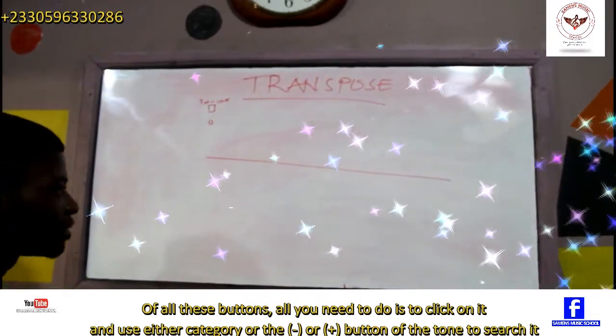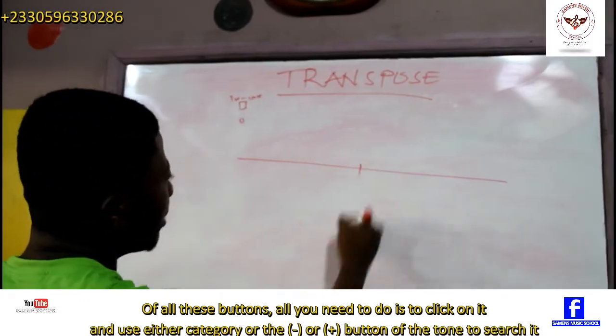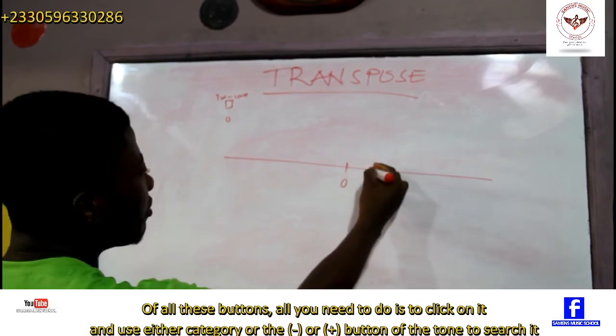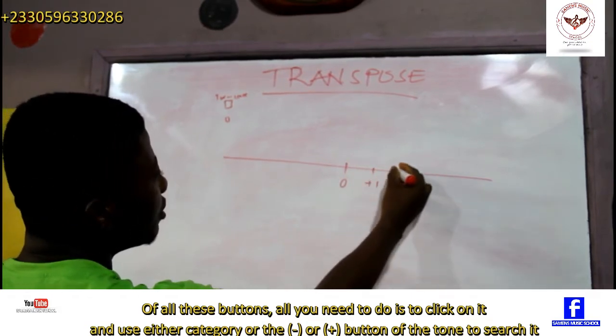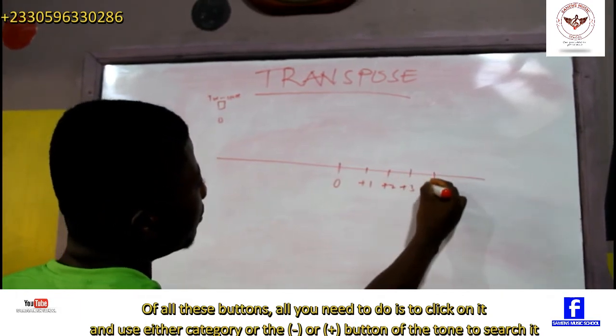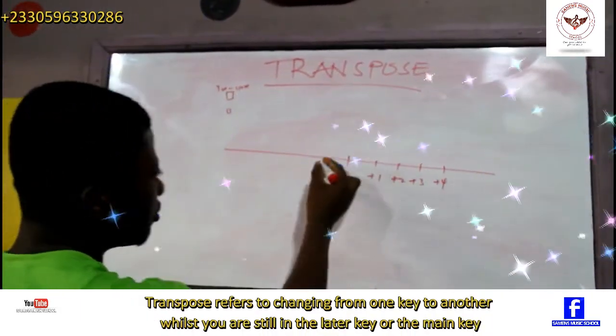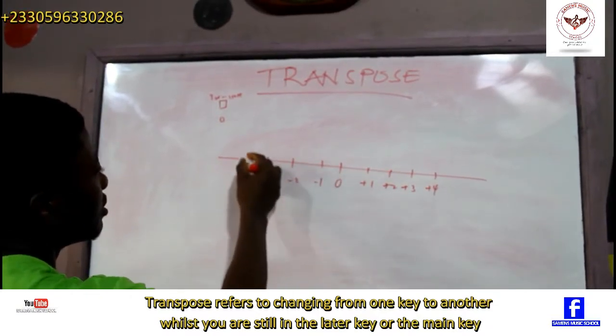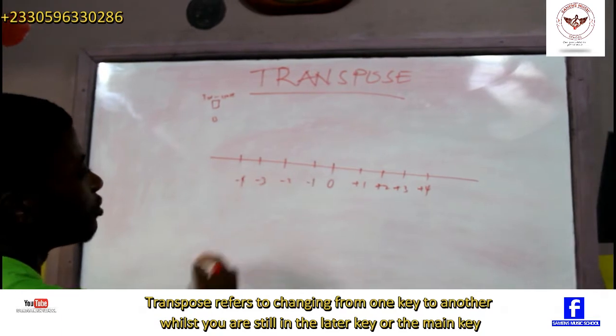So let me start. At the center of the number line, we have 0. In every number line, we know that from 0 we go to +1, +2, +3, +4, and so on and so forth. We have -1, -2, -3, -4, and so on.